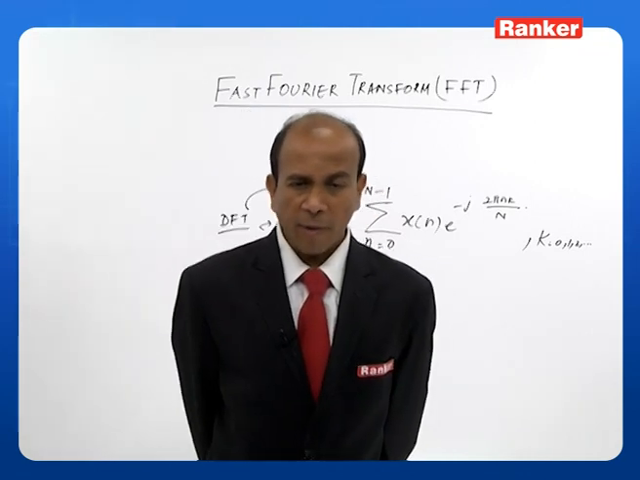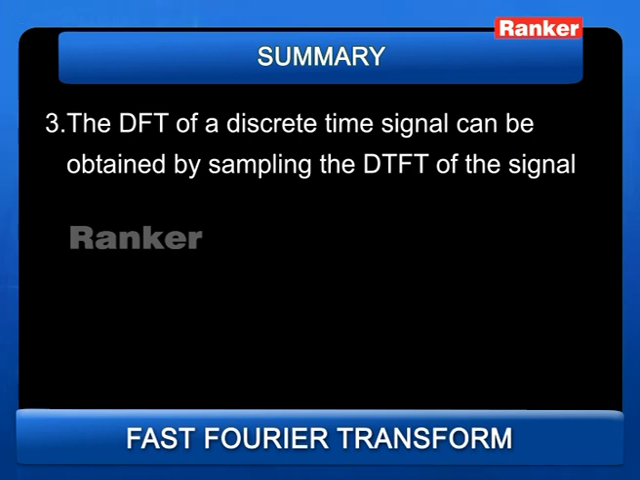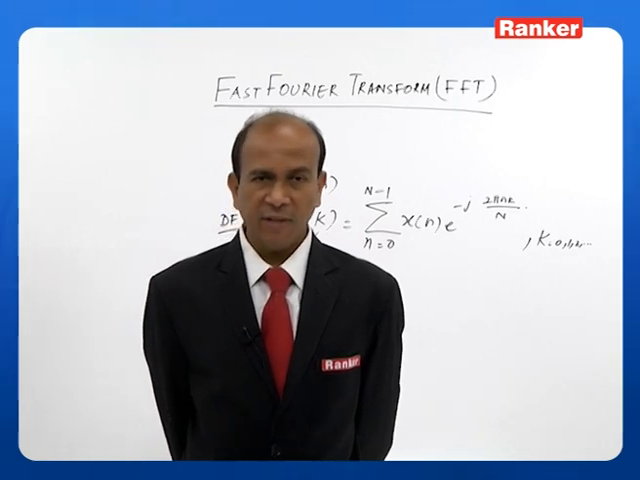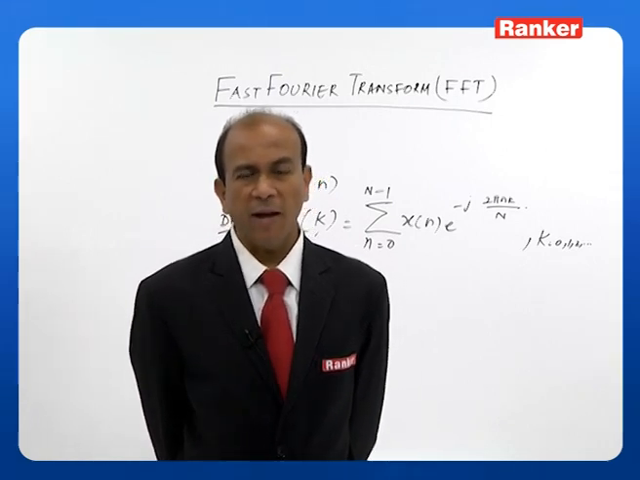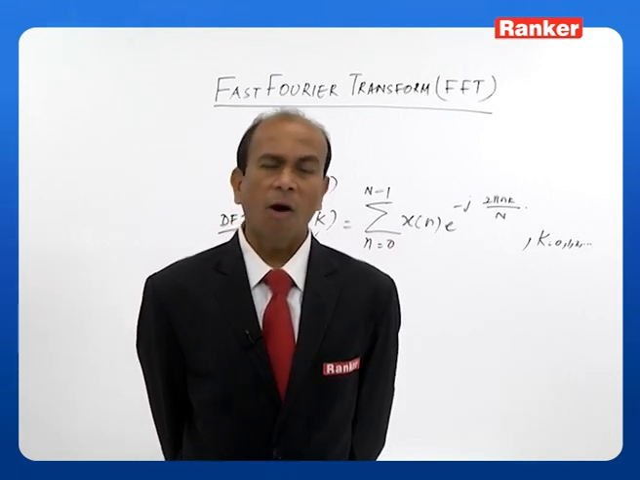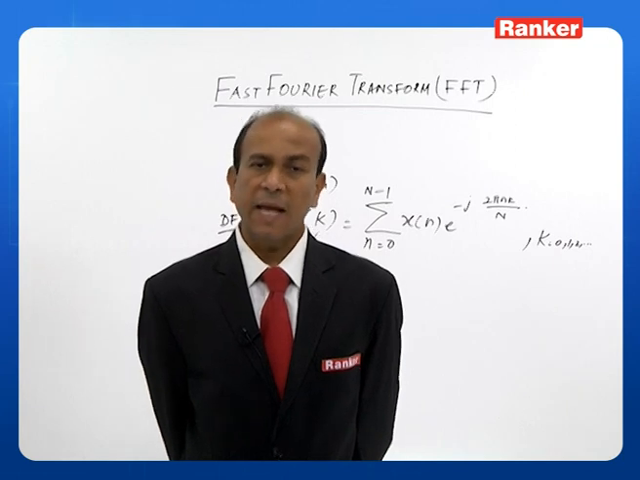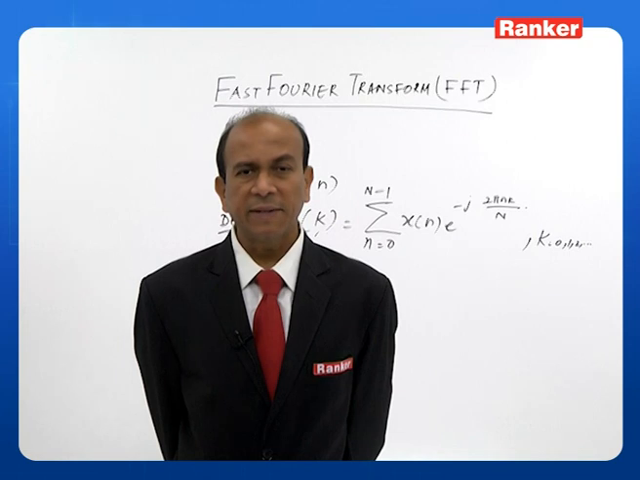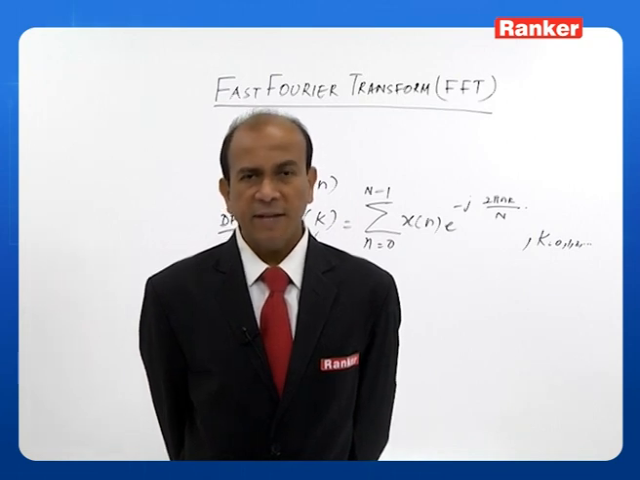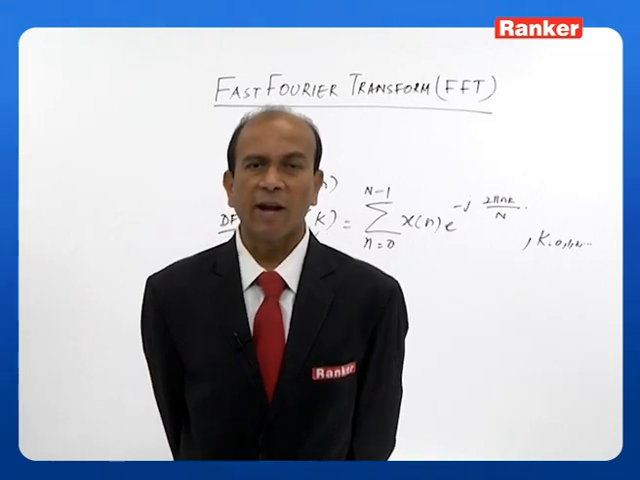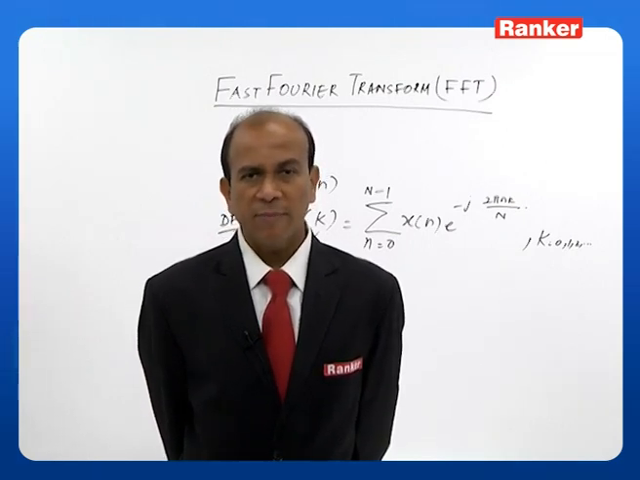Now let us look at the third point. The DFT of a discrete time signal can be obtained by sampling the DTFT of the signal. So what have you done? We said that the DTFT is basically a continuous spectrum in omega. Now when I want to get a discrete spectrum of omega, the main operation we have to do on this is called sampling. So if I sample a continuous omega spectrum, I will get a discrete spectrum of omega, and the process of this is called the discrete Fourier transform. That is the third point.